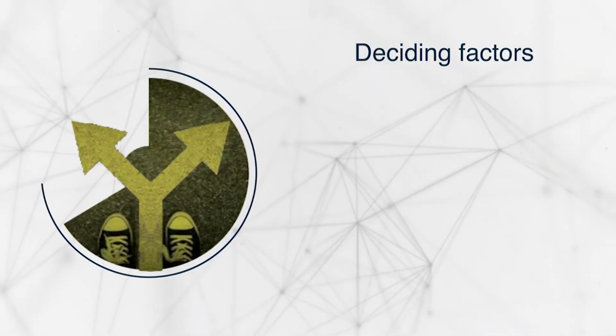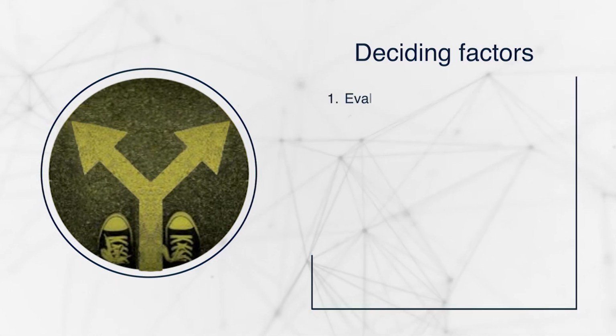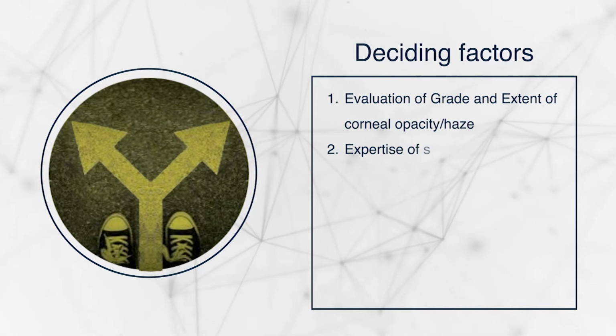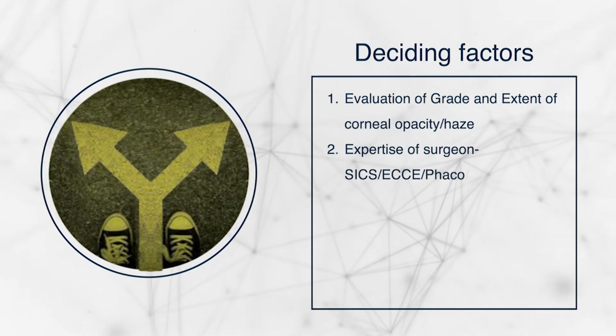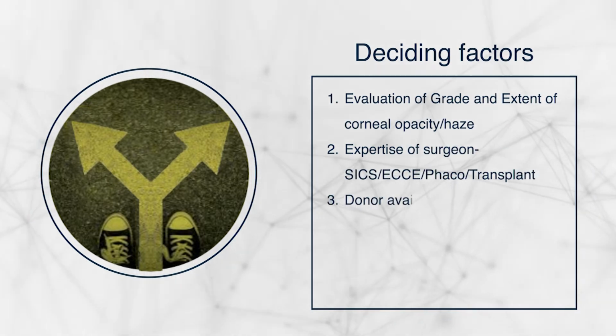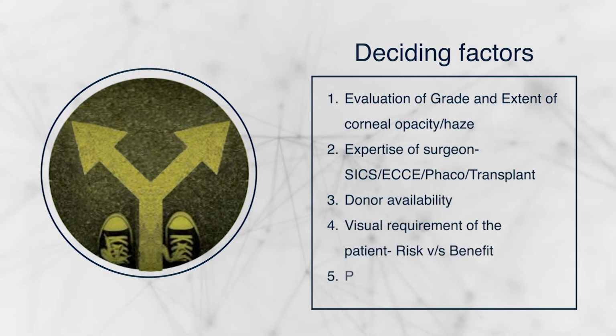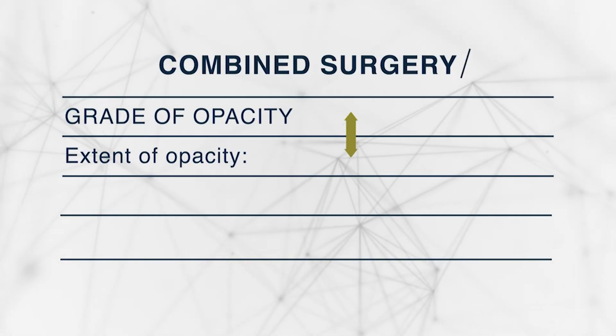The various decision-making factors include evaluation of grade and extent of corneal opacity or haze, expertise of the surgeon in SICS, ACCA, phaco and transplant, donor availability, visual requirement of the patient, risk versus benefit, and patient's choice. What all things do we need to assess for planning combined surgery?